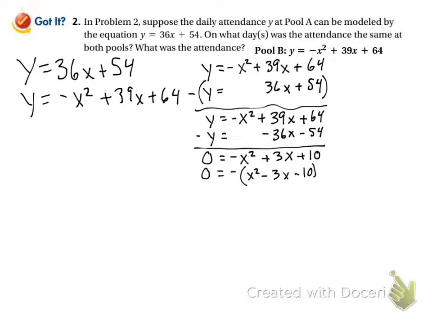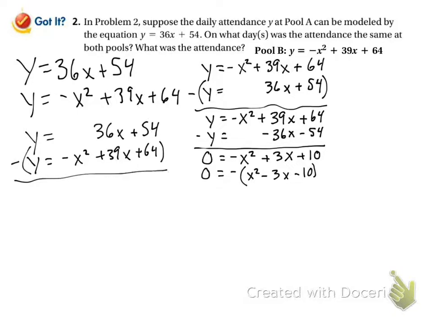Okay? So if I had y equals 36x plus 54, and on the bottom we put the quadratic, right? And we said we'd subtract it, so then if I rewrite it, the top stuff stays the same. Negative y is equal to, this turns into a positive x squared, a negative 39x, and a negative 64.